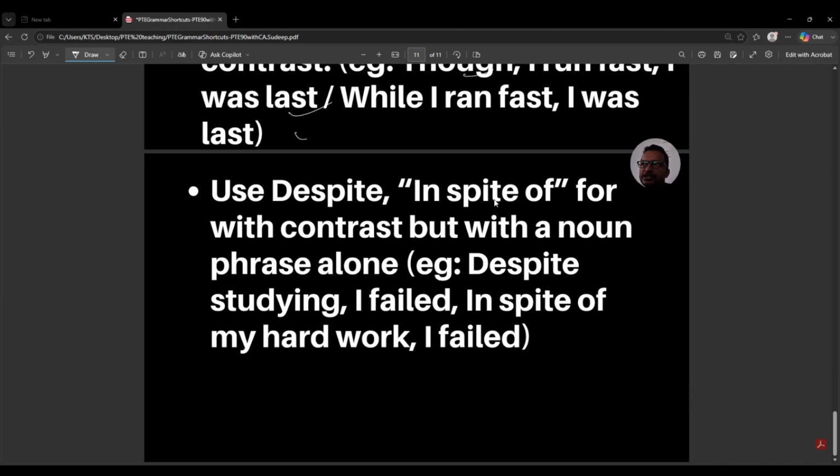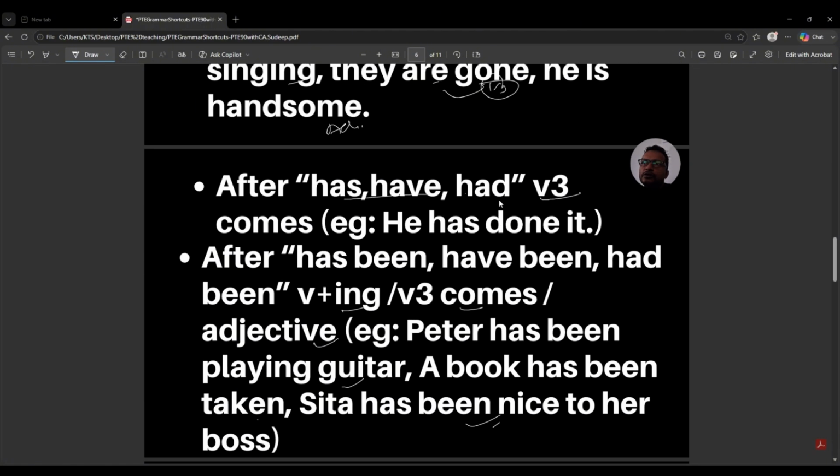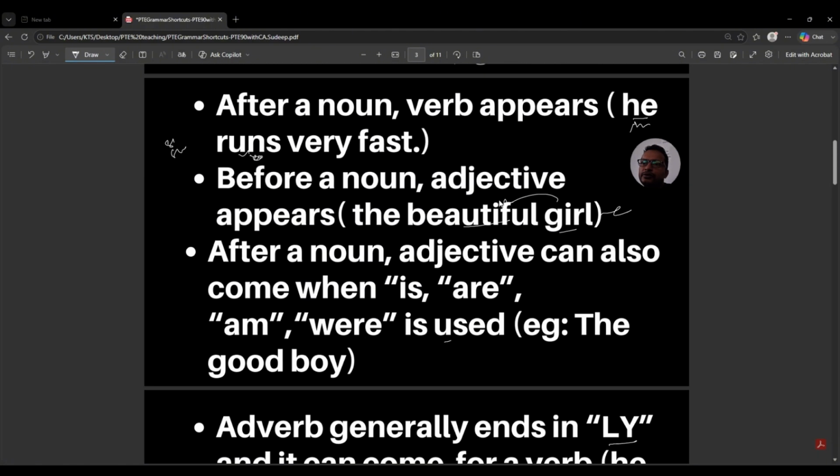So despite or in spite of will show contrast, but with a noun or noun phrase alone. So either a noun phrase or a gerund will come. Despite studying, I failed. In spite of my hard work, I failed. In spite of my hard work is the noun phrase. Despite studying, this is a gerund, the ing form of a verb. So despite will have only despite, in spite will come with of. So these are the grammar concepts, guys. If you know these grammar concepts, then it will be very handy for you to solve the blanks.